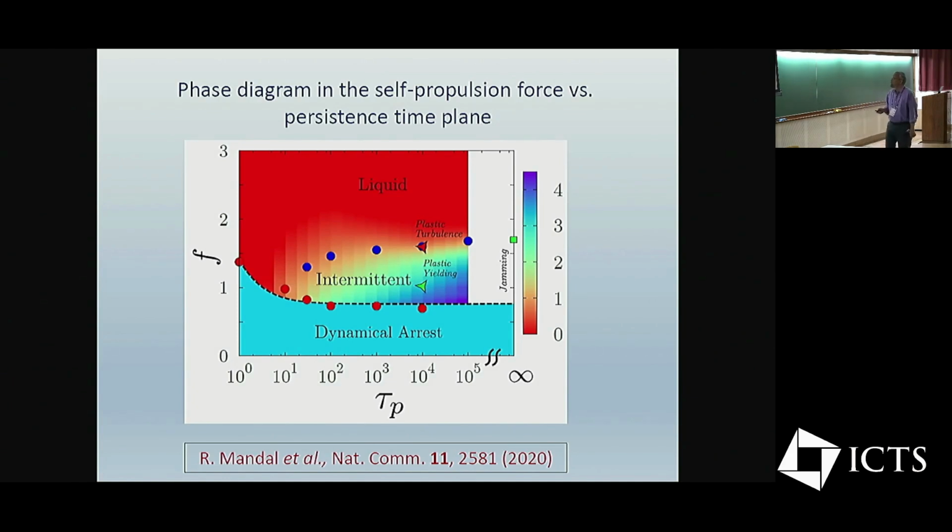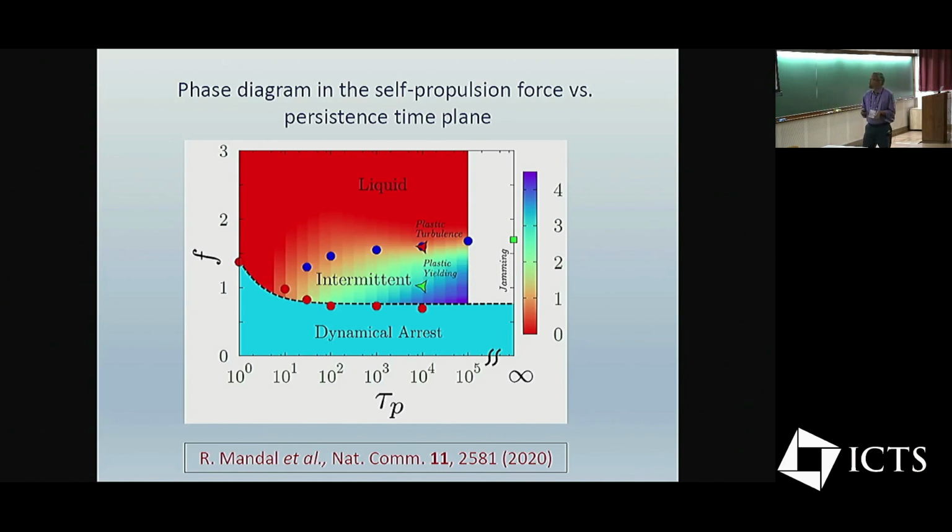But in the same work, it was pointed out that in the limit of tau p going to infinity along this axis, there is a special value of the active force such that it separates a liquid state from a jammed state. So there are these two phases of the system. When the active force is bigger than a certain value, the system behaves like a liquid. When it is less than that value, then it basically gets stuck into a jammed configuration. And what we have been doing the last year or so is trying to understand the behavior along this line.